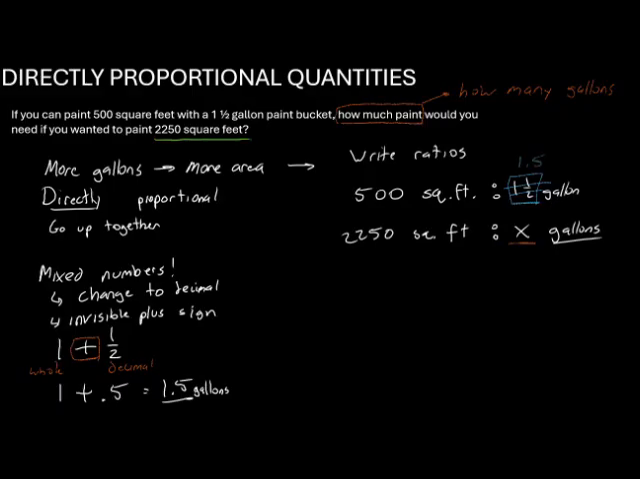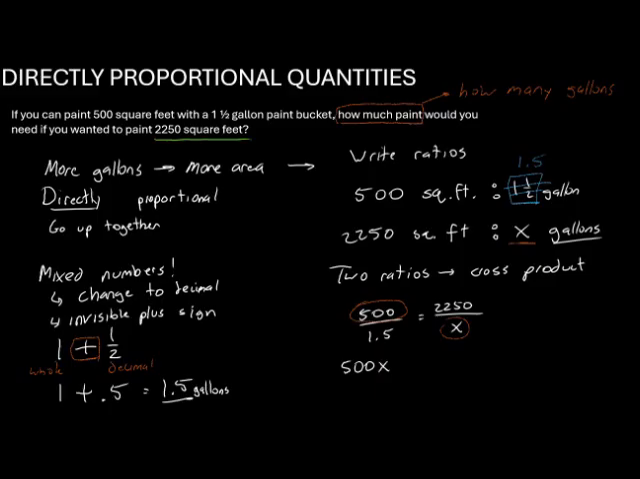Now that we've got the number written in decimal form, we still have two ratios, so we can use a crossed product. Our first ratio is 500 square feet to 1.5 gallons. So we write 500 divided by 1.5. We'll say equals, and then for our other fraction, we'll have 2250 over x. 2250 square feet over the unknown number of gallons. Then we multiply the 500 times the x for our first answer. 500 times x can be written as 500x. Then we place an equal sign and we multiply 2250 times 1.5.